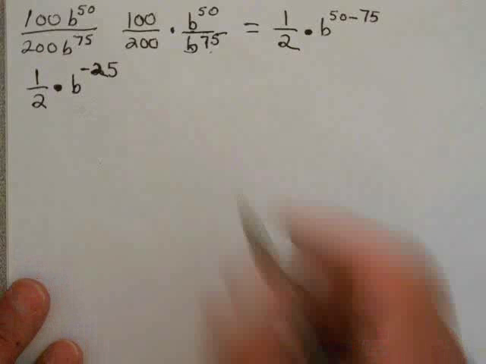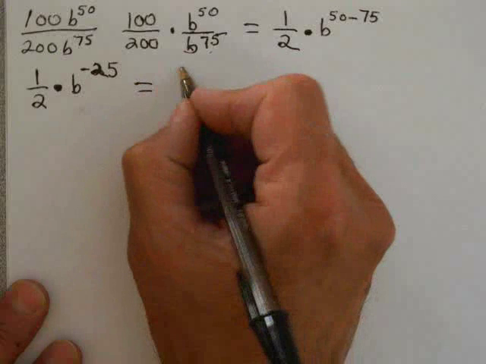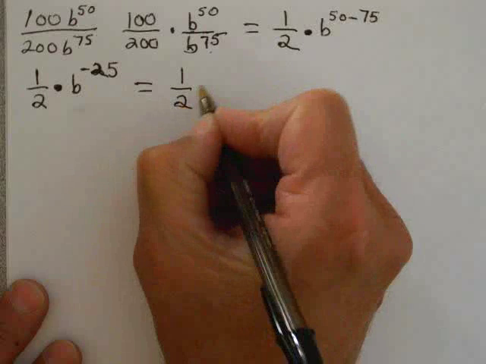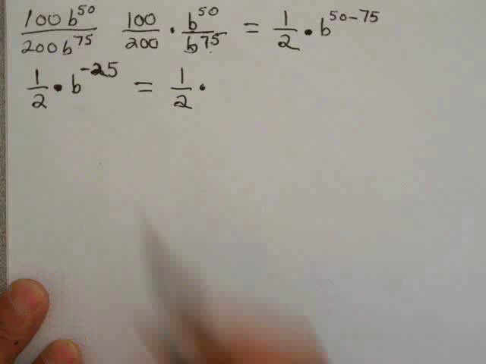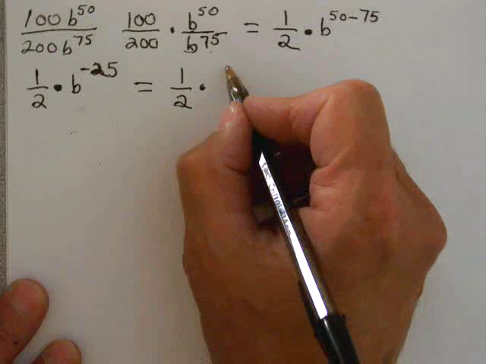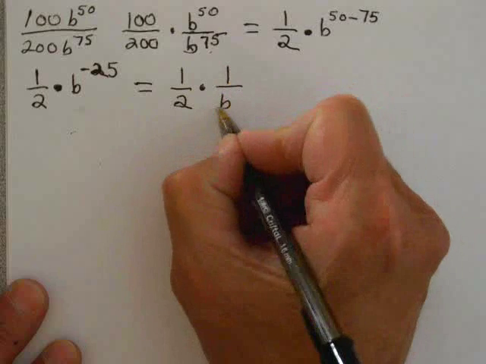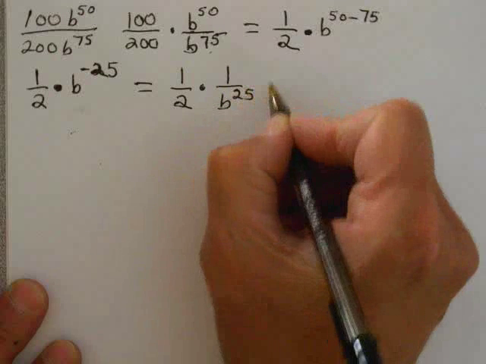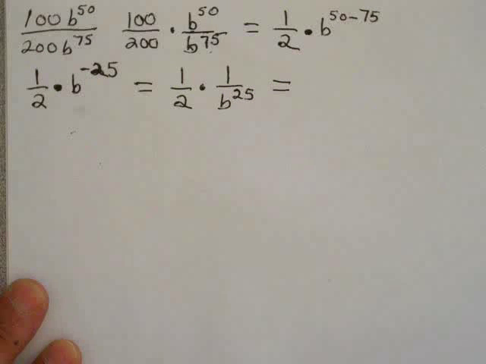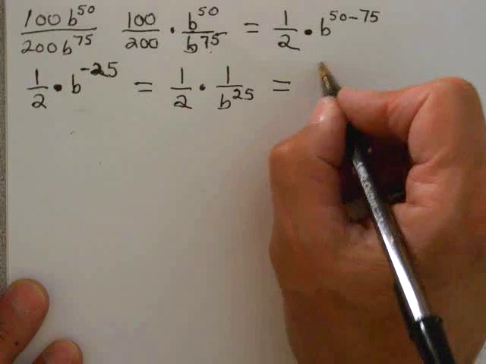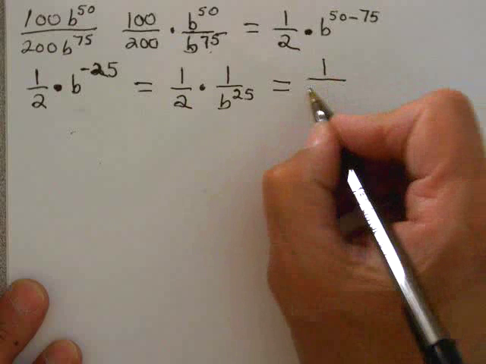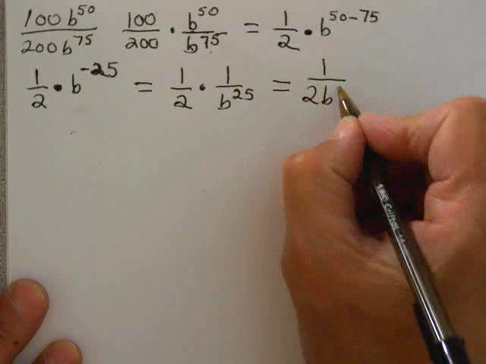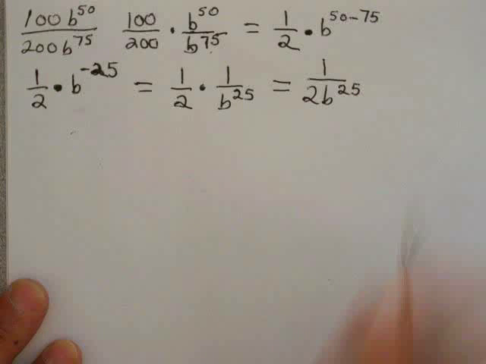Well, where I go is here. I've got my 1/2, and I'm going to multiply that by b to the negative 25th, which would be the same as 1 over b to the 25th power. And what does that end up equaling? That ends up equaling 1 over 2b to the 25th power.